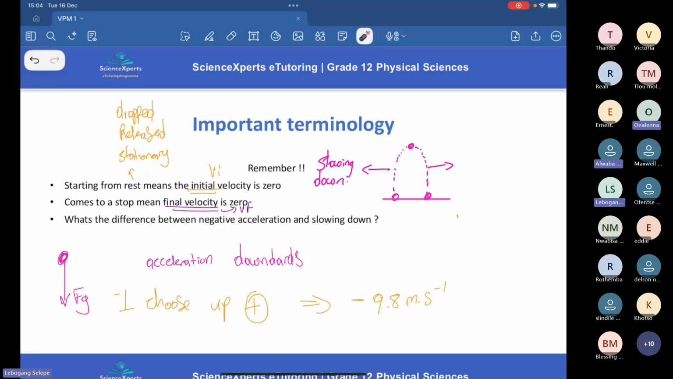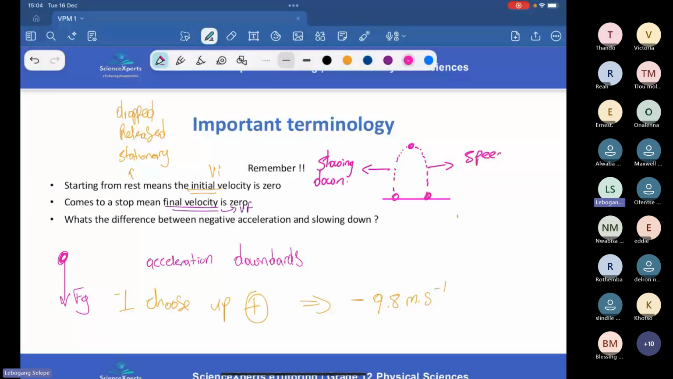It's speeding up. Right? It's speeding up now, right? So now let's use what I just told you to prove that indeed it's slowing down when it goes up.